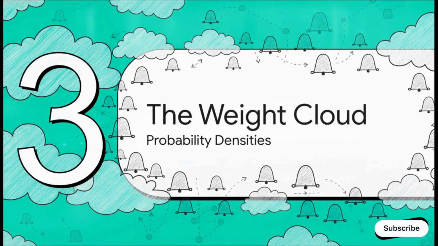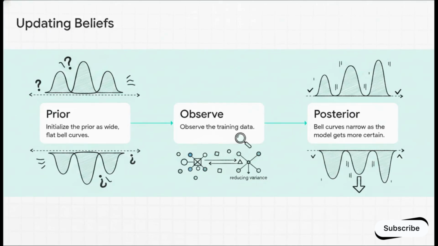Section 3, visualizing the weight cloud, from point estimates to probability densities. I want you to picture a standard one-dimensional line of network weights. Normally, these are just dots, right? Single point estimates. But in a Bayesian neural network, we replace every single dot with a Gaussian bell curve for every single weight. We start with a wide, flat bell curve. That's our prior. Then, as we observe training data, we move to our posterior approximation.